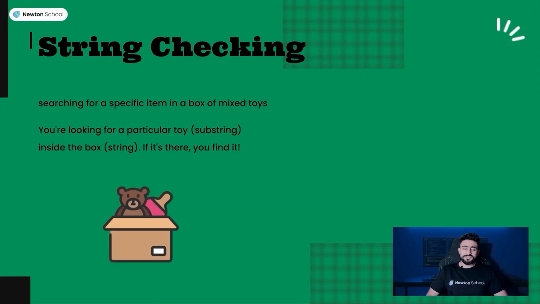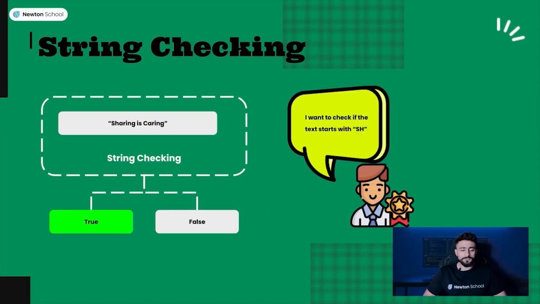Now let's go ahead with string checking. String checking means searching for a specific item in a particular string. For example, let's say someone has kids at home, and the kids want to search for toys in a set of toys. That is like checking something in a mixed set of toys, right? So this is what we are going to do in string checking. You are looking for a particular substring, a small string inside a bigger string. So let's see how it works.